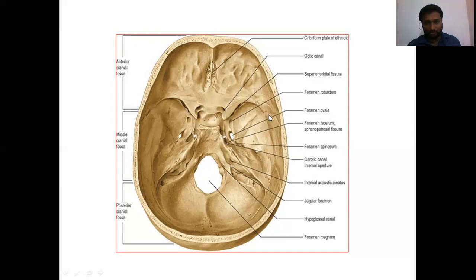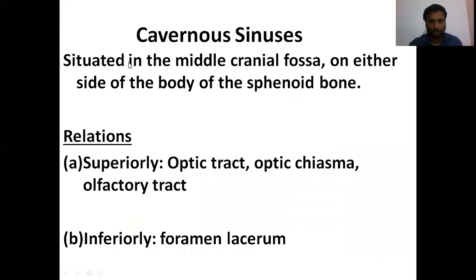So the first point: it is located in the middle cranial fossa, on either side of the body of the sphenoid. This is the body of the sphenoid, and on either side means here and here. So first, what is meant by cavernous sinus? It's a sinus seen inside the dura mater, located in the middle cranial fossa on either side of the body of the sphenoid.